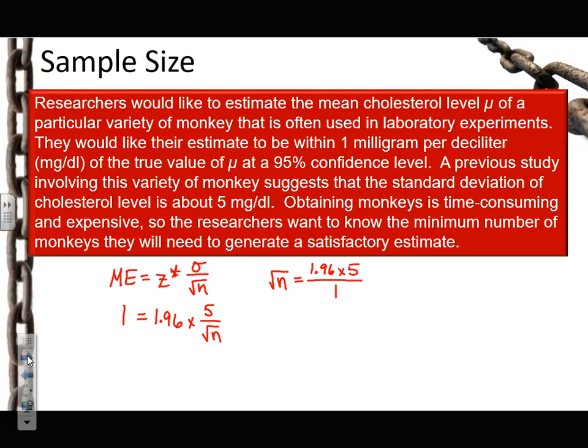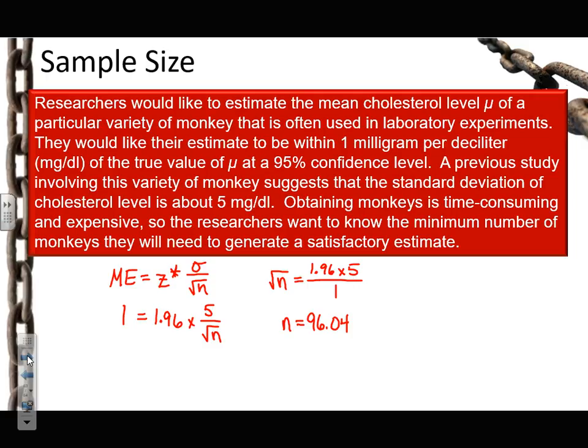So we had 1.96 times 5 divided by square root of n. Well, if we want n by itself, multiply it to the left, divide the margin of error to the right, and now all we need to do is square the result to get n. So in your calculators, take 1.96 times 5, and then from that result directly, square it. And what do we get for a sample size? 96.04.